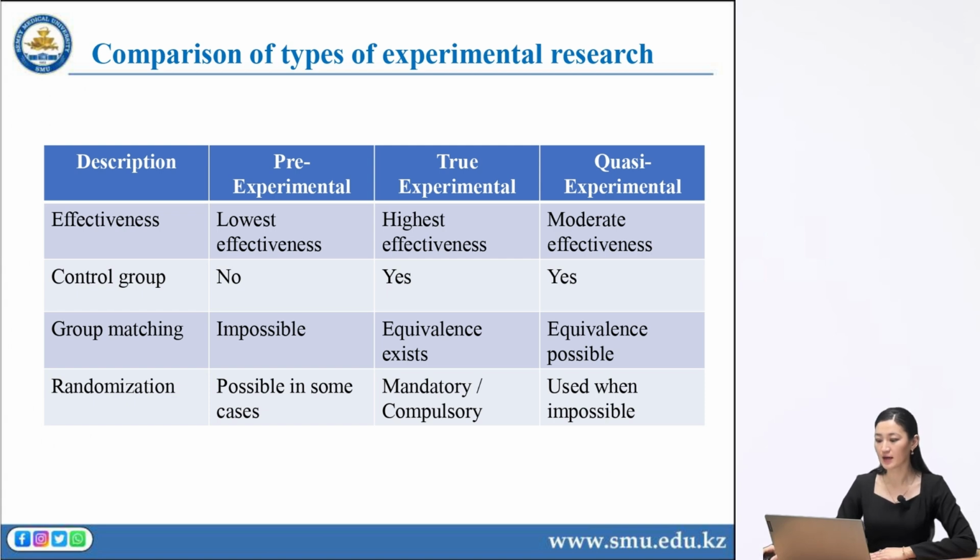Pre-experimental designs have no control and no randomization. True experimental designs have both control and randomization. This makes them the most accurate. Quasi-experimental designs have control but no randomization. This comparison helps us understand how much control each design provides.